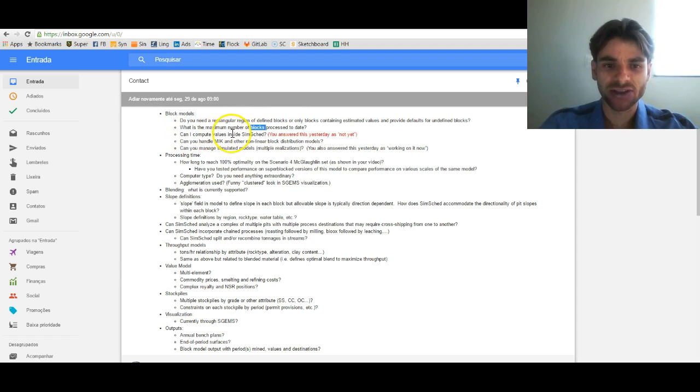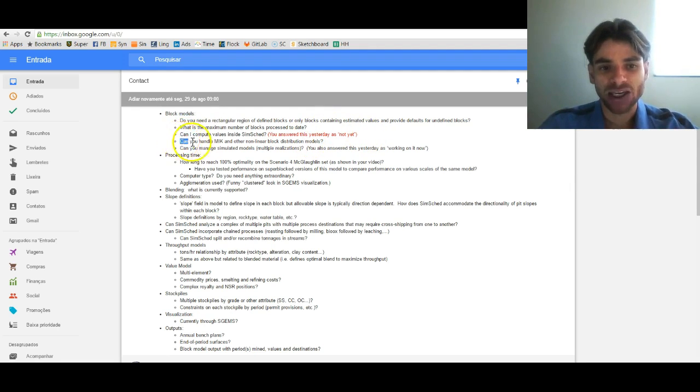Okay. Can I compute values inside SimSched? No, not yet, but this is not a big deal. It's more related to an interface, as you plug in values and it calculates the economics automatically. So we should do this in the future. And as we include SimSched as a plugin of other products, most mining software already has tools for value calculation, so this may become easier as time passes.